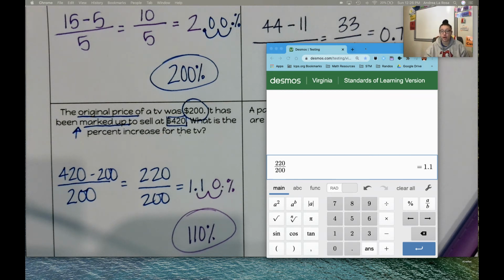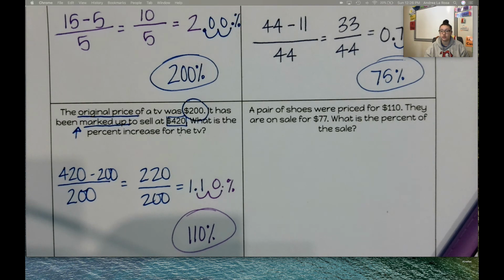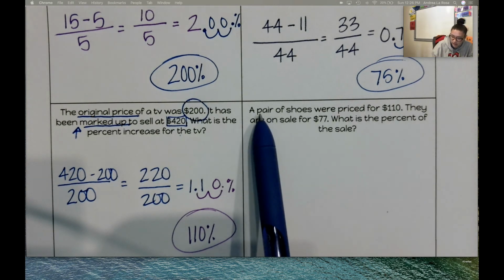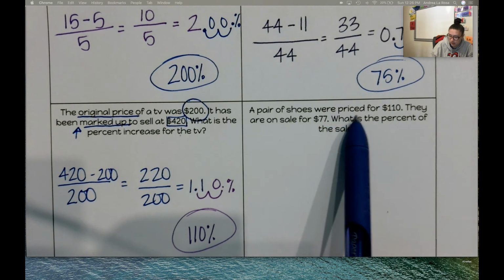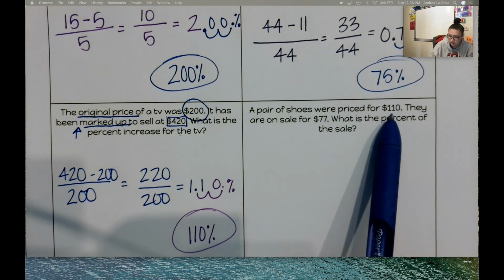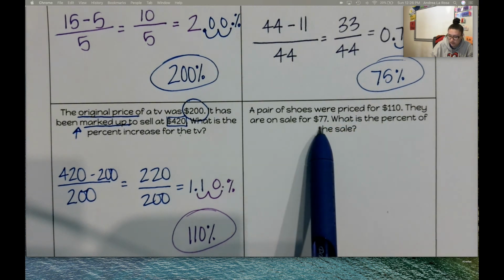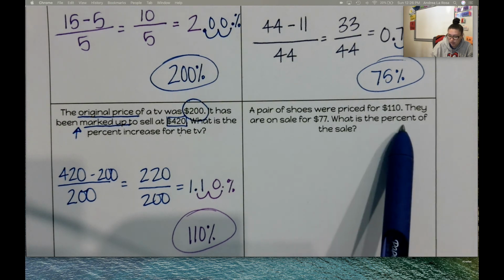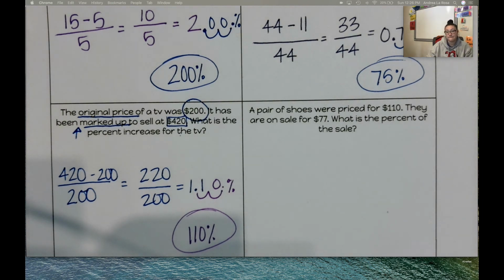We've got one more problem we want you to try on your own. Again, I'll read it to you, but then you solve it on your own. It says, a pair of shoes were priced for $110. They are on sale for $77. What is the percent of the sale? Pause the video. Go ahead and try it on your own. Put an X in the chat when you're done.